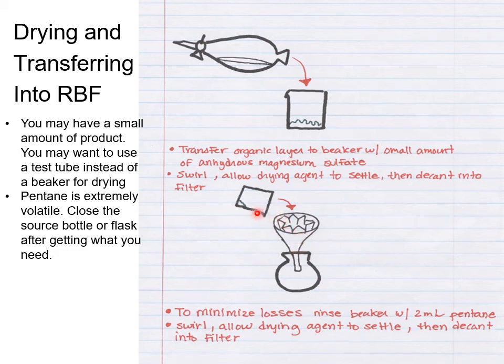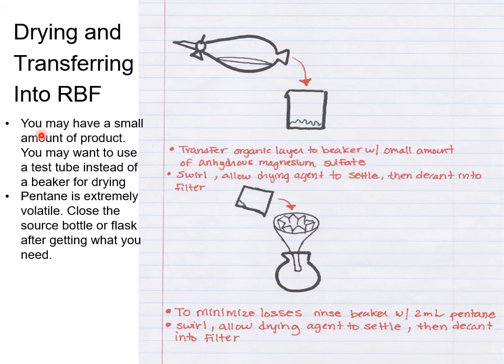So just be sure to just get the liquid out. You can also wash it with around 2 milliliters of pentane to get as much of your product out of the magnesium sulfate as possible, and then pass that through your filter. You can allow the drying agent to settle, right? So you would have to wait for everything to settle down before you decant it.